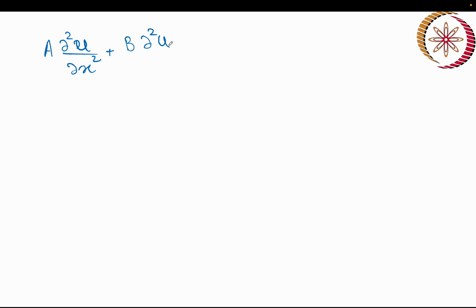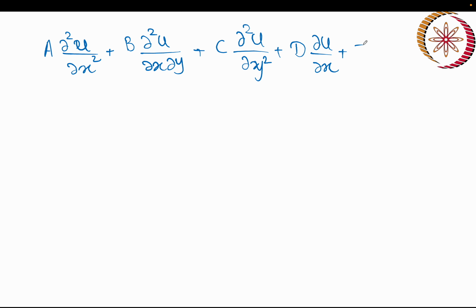So if you have some partial differential equation, let's say a ∂²u/∂x² plus b ∂²u/∂x∂y plus c ∂²u/∂y², then d ∂u/∂x, e ∂u/∂y, plus f is equal to 0. This is a general partial differential equation. In that case, there are different types.